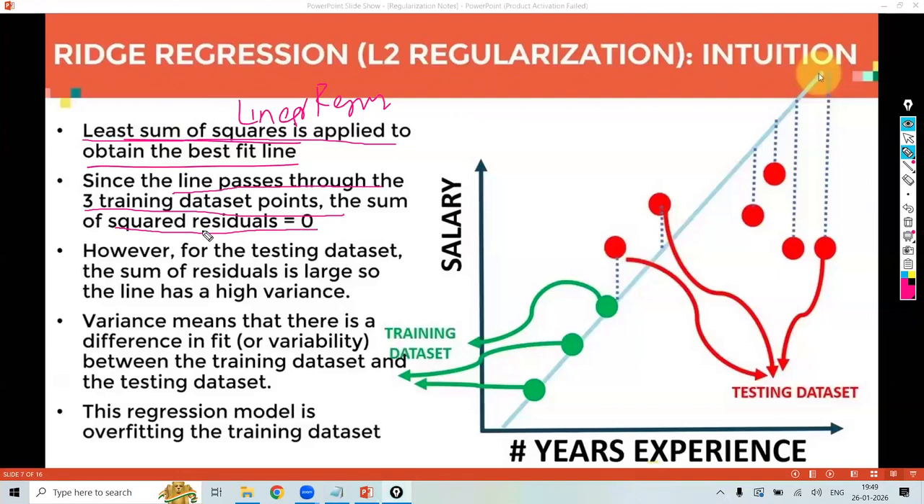Residual means error. Residual means the gap between the actual and predicted value. The gap between the original value versus the predicted value, whatever gap is there, we call it the residual or error.